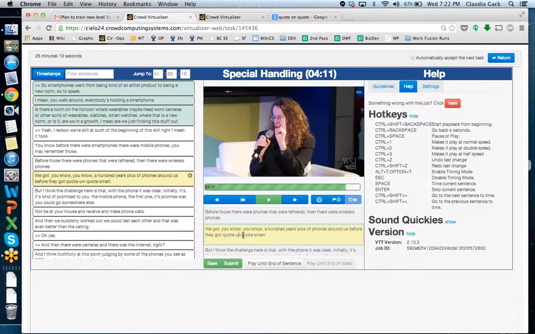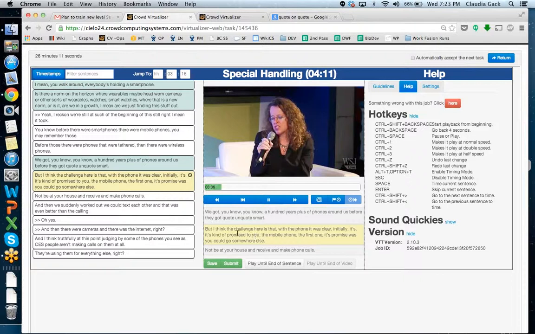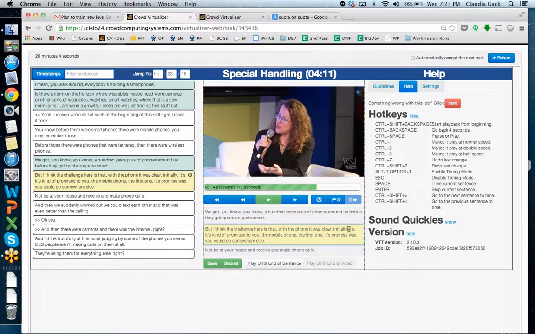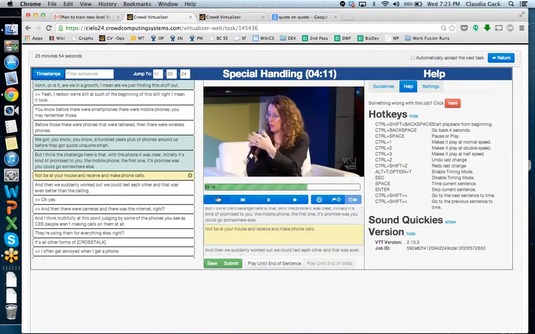So quote unquote. So we've got 100 years plus of phones around us before they got quote unquote smart. But I think the challenge here is that with the phone it was clear initially. It's kind of promised. There's no comma needed. You the mobile phone, the first one that promised was you could go somewhere else, not be at your house, and receive and make phone calls.